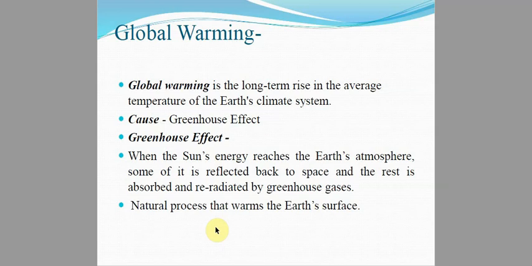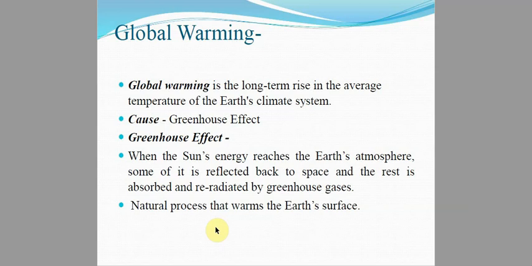So what is the reason behind this phenomenon? The greenhouse effect is the reason behind the global warming. So what is the greenhouse effect? When the sun's energy reaches the Earth's atmosphere, some of it is reflected back to space and the rest is absorbed and re-radiated by greenhouse gases.